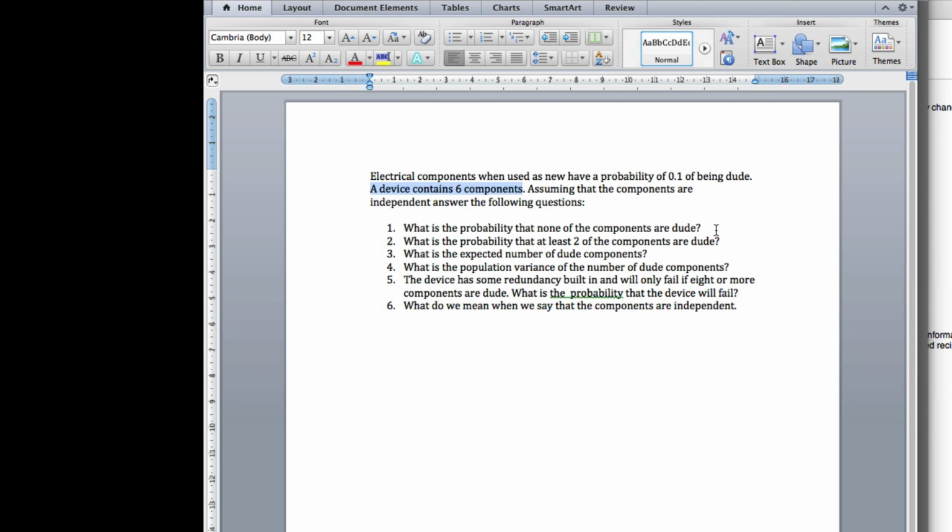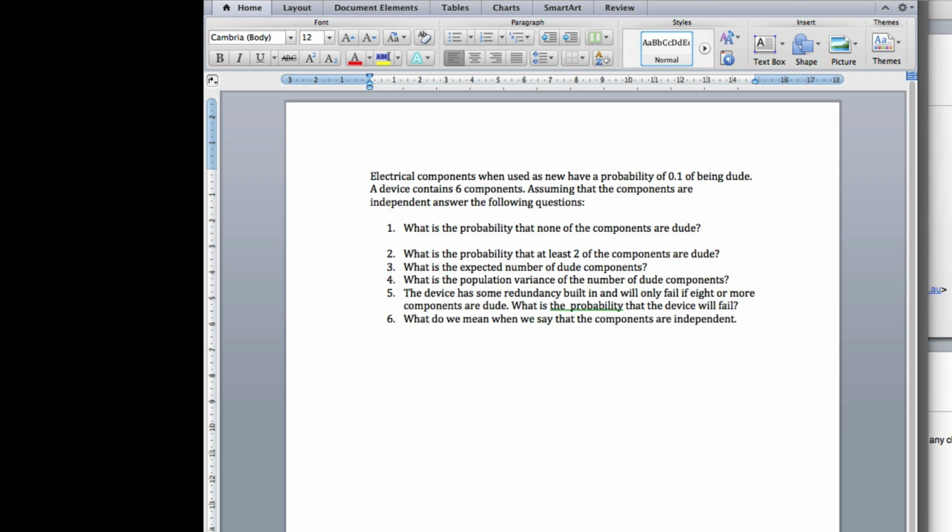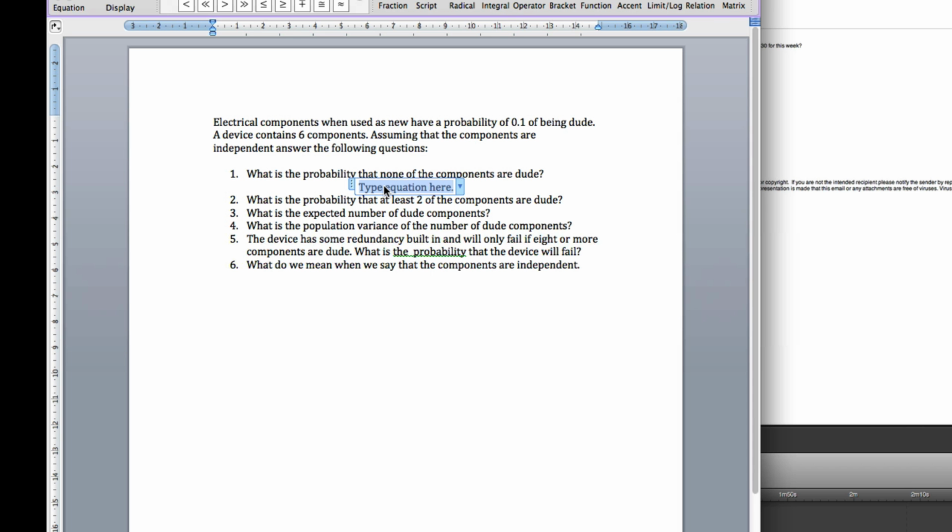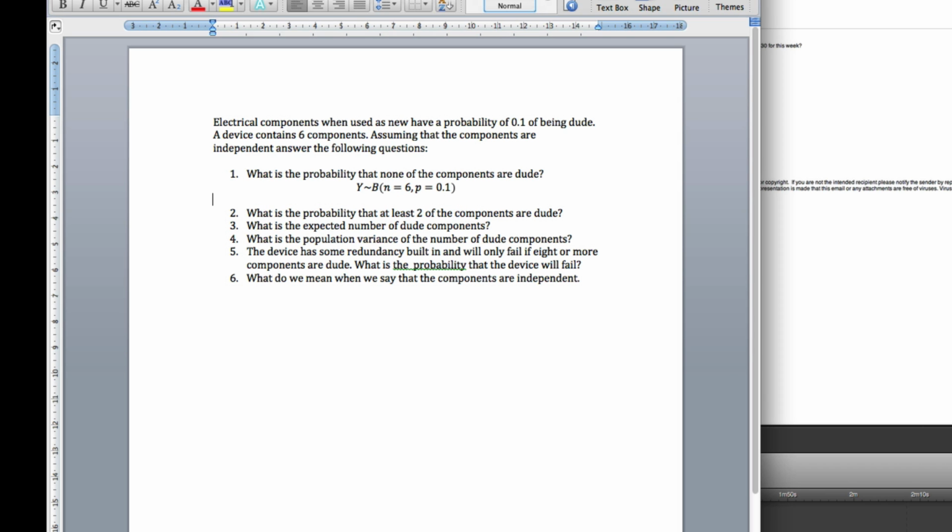What is the probability that none of these are dead? Easy enough. Okay, so what have we got? We'll let y be the number, and it's going to have a binomial distribution. So the number of trials is 6, and the probability of success is 0.1. Easy enough. Okay, so given that, what do we actually want to calculate? We want the probability that y equals 0, so none of the components are dead.